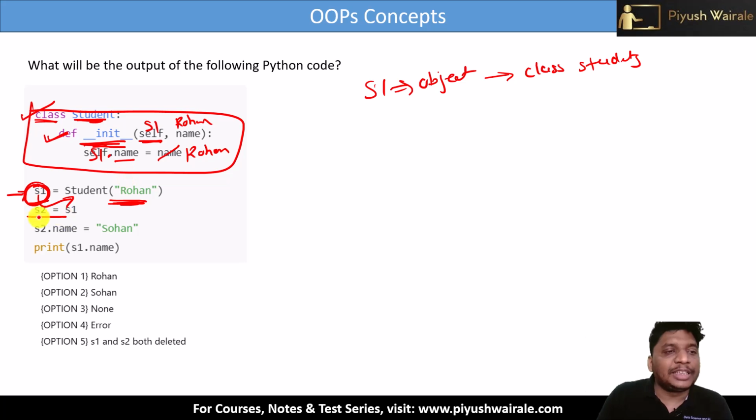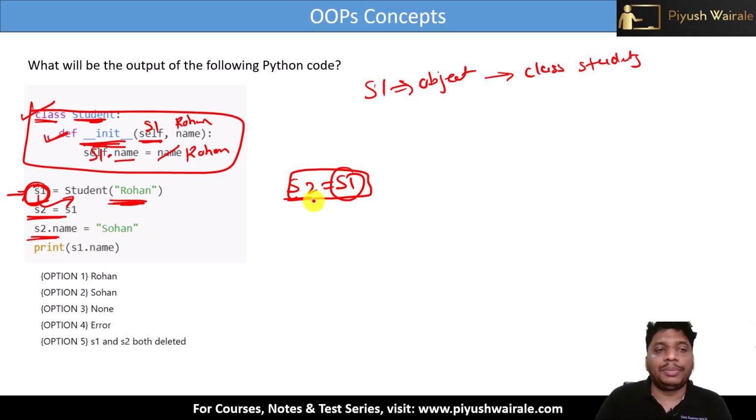Now what are we doing at this line? S2 equals S1. What is S1? An object belonging to the class Student. So now S2 and S1 are equal, which means both are the same object. S2 is referring to S1 only. Now what are we going to do? S2.name equals Sohan.